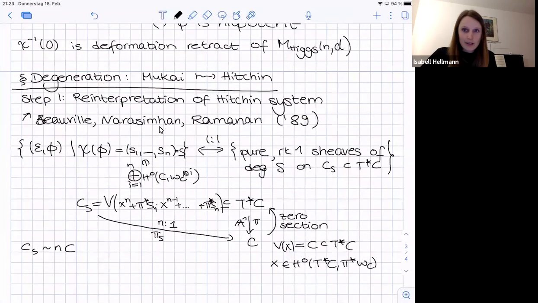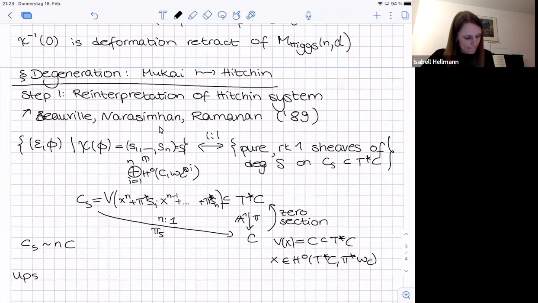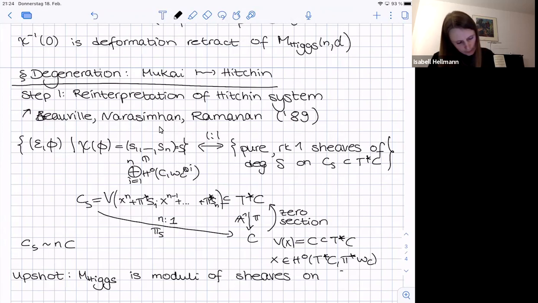So the upshot of this discovery is that with this interpretation, the moduli space of Higgs bundles is actually a moduli space of sheaves on some surface, namely this cotangent bundle surface. And moreover, this Hitchin map, the Lagrangian fibration from above, translates into the support map.